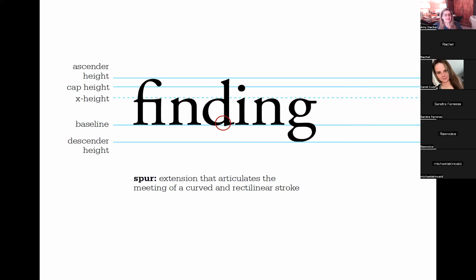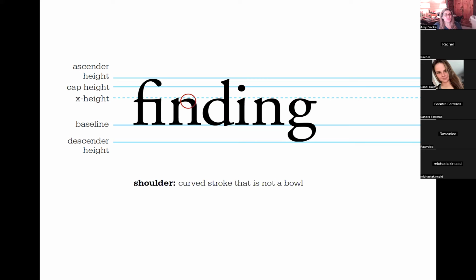Spur is the extension that articulates the meeting of a curved and rectilinear stroke. So where your curve meets your stem, this space here is a spur. Think of it like a cowboy boot spur. Shoulder is a curved stroke that's not a bowl.